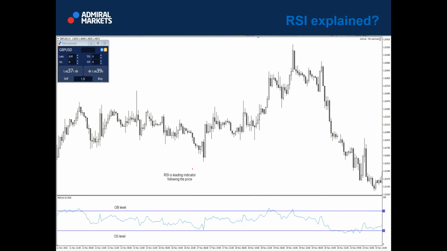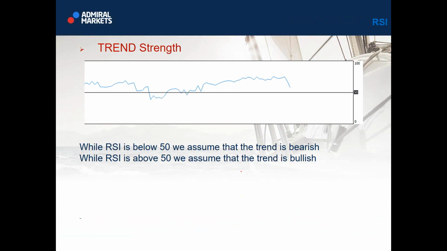Now, as I said, RSI is a leading indicator, not following the price. 70 is the overbought level, 30 is the oversold level. Some people put a 50 line here, and the consensus is when RSI is above 50, the trend is bullish. When RSI is below 50, the trend is bearish. I cannot confirm that because how I use trend lines, I use it a completely different way, okay? And yes, this is what a lot of people will tell you. Above 50 is bullish, below 50 is bearish, but I do it a little bit differently, okay? So this is the general consensus.